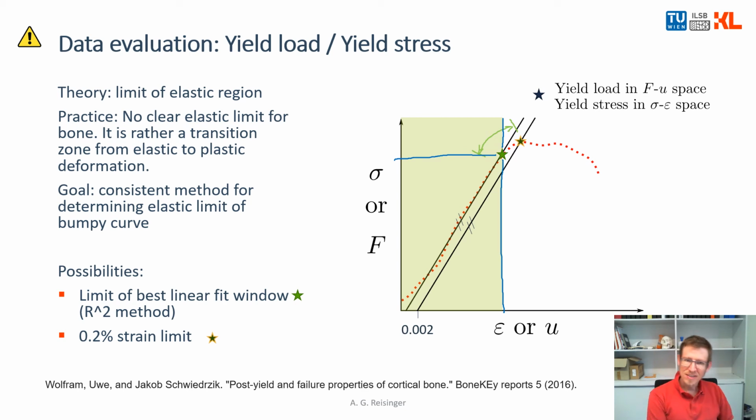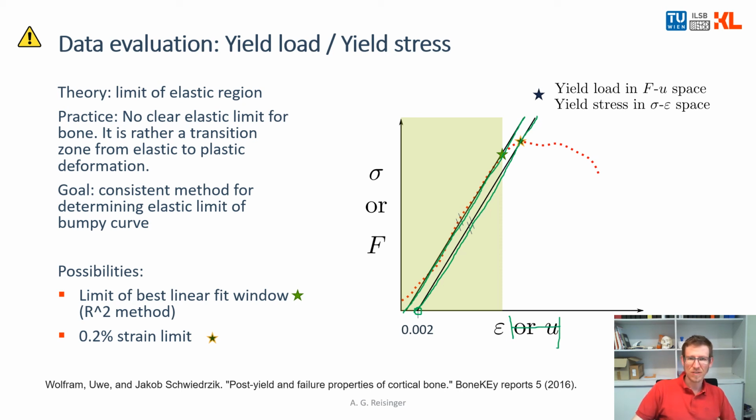Another possibility is taken from testing aluminum. Aluminum has also no distinct yield point, and what is usually done here: you first determine the slope of the curve with some method, and then you take a parallel line and make it intersect with the 0.2% strain value. So in this case, forget the U here. We are just looking at strain now.